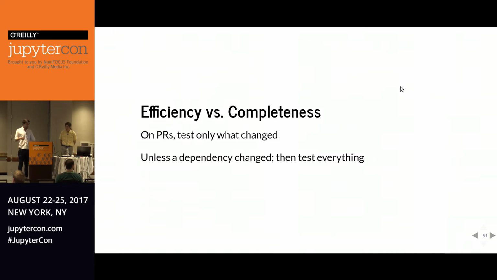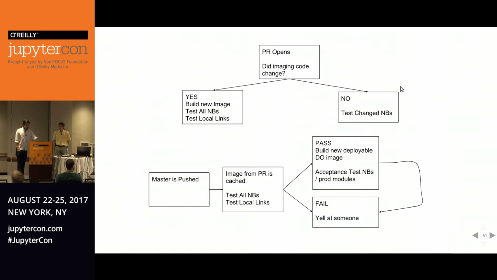So there's some kind of trade-off, right? When a developer pushes changes to one notebook, we don't need to test every other notebook to make sure that all the other notebooks ran. We just want to make sure that that one notebook continues to work. So we have a little hack for this when a developer opens up a PR. If the code for imaging our environment has not changed, we just test the notebooks that have changed. And we also test those internal links again, because that's a really quick test. But we don't need to test the execution for the other notebooks.